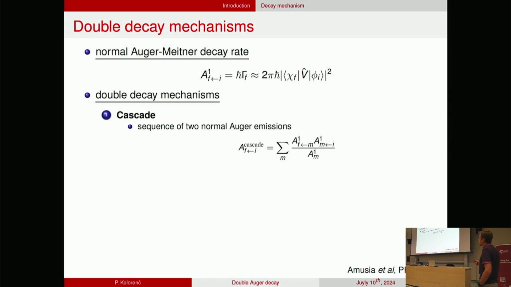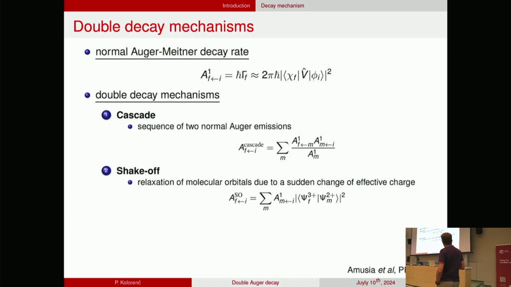One of them is the one I've already described, the cascade mechanism, which is a sequence of 2 normal Auger emissions. So first, some intermediate state is populated, which is above the triple ionization threshold, and it decays again. Yeah, but this is not that interesting.